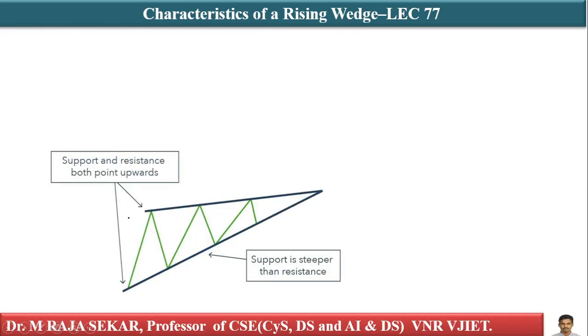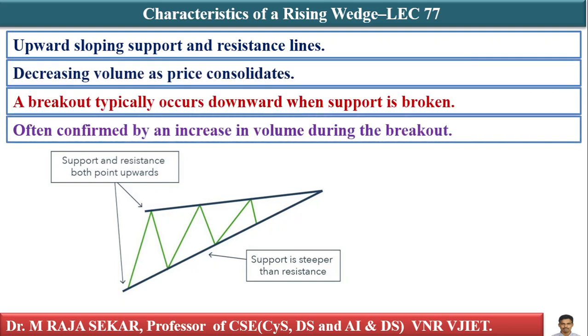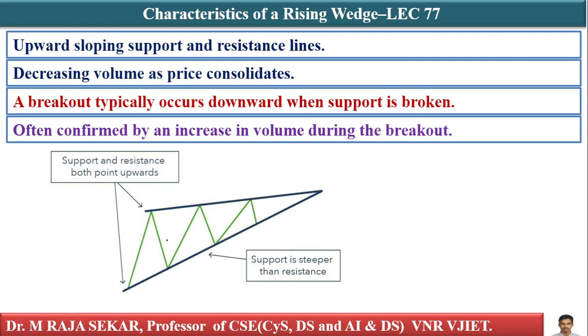Now the characteristics of rising wedges. Just see these characteristics. Upward sloping trend lines: both the support trend line, which is the lower one, and the resistance trend line, which is the upper one, slope upward. If you observe both trend lines, whether it is support, the lower, or resistance, the upper trend line, the slope is upwards.